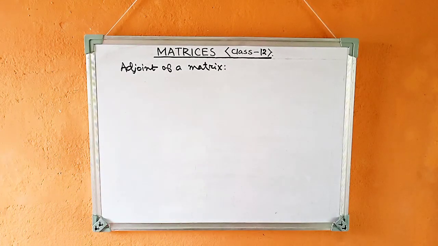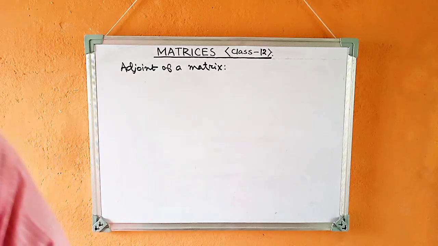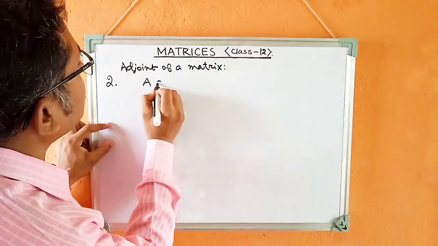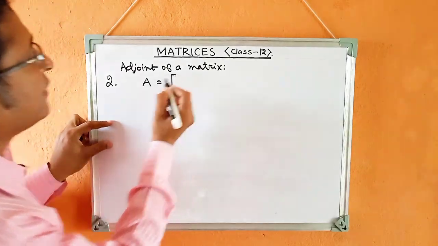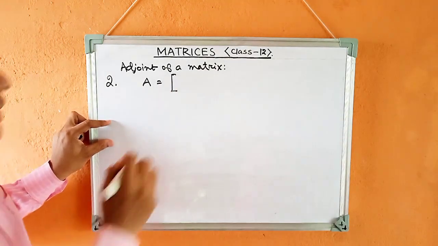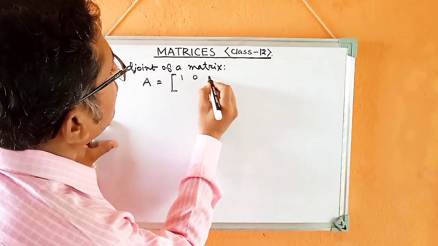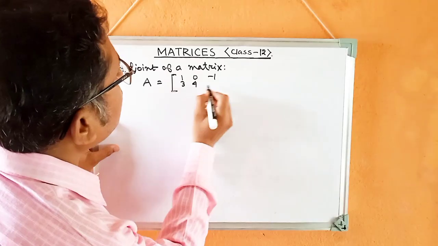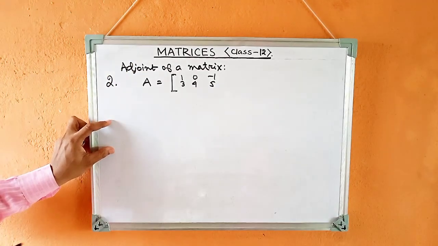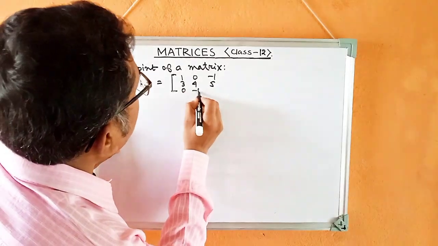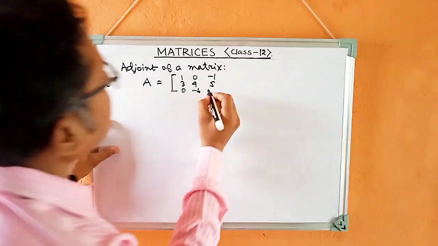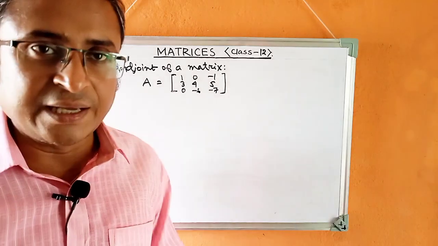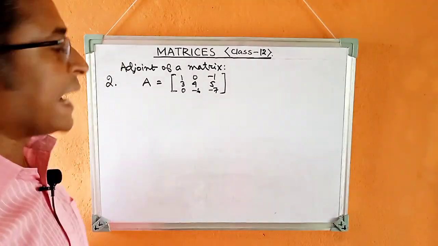Now first listen to the question. Find the adjoint of the matrix A equal to, example number 2. A is given as: first row 1, 0, minus 1; second row 3, 4, 5; third row 0, minus 6, minus 7. That is given. The question is to find the adjoint of the matrix. See how to find it.